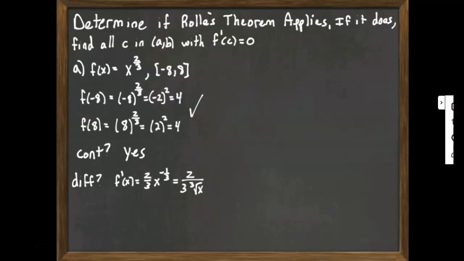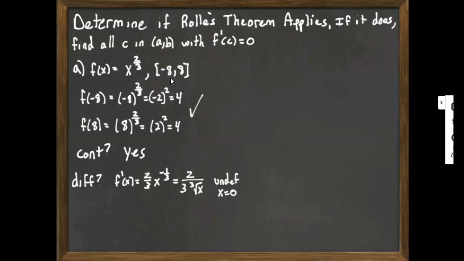Now, is that derivative defined across that whole interval? Well, you might notice there's a variable in the bottom, and x equals 0 would make the bottom undefined, and 0 is in that interval. So because it's undefined at x equals 0, and x equals 0 is a point in the interval, we know that it's not differentiable. And so therefore, we can't guarantee that there's any place where the derivative is 0 in this interval.